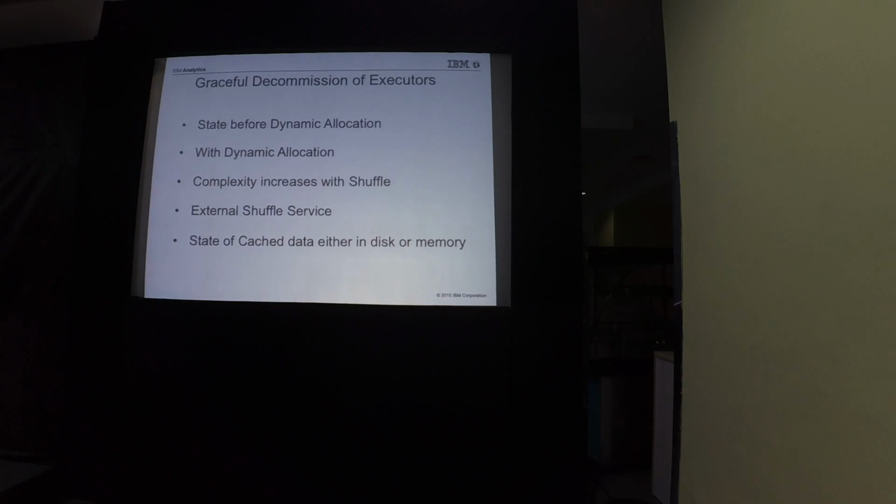But the state of cache data, either in disk or in memory, is actually not preserved. So when you say dynamic allocation, if you're expecting that it will work from the local disk or the cache, it will not work. It will go recompute the entire thing.